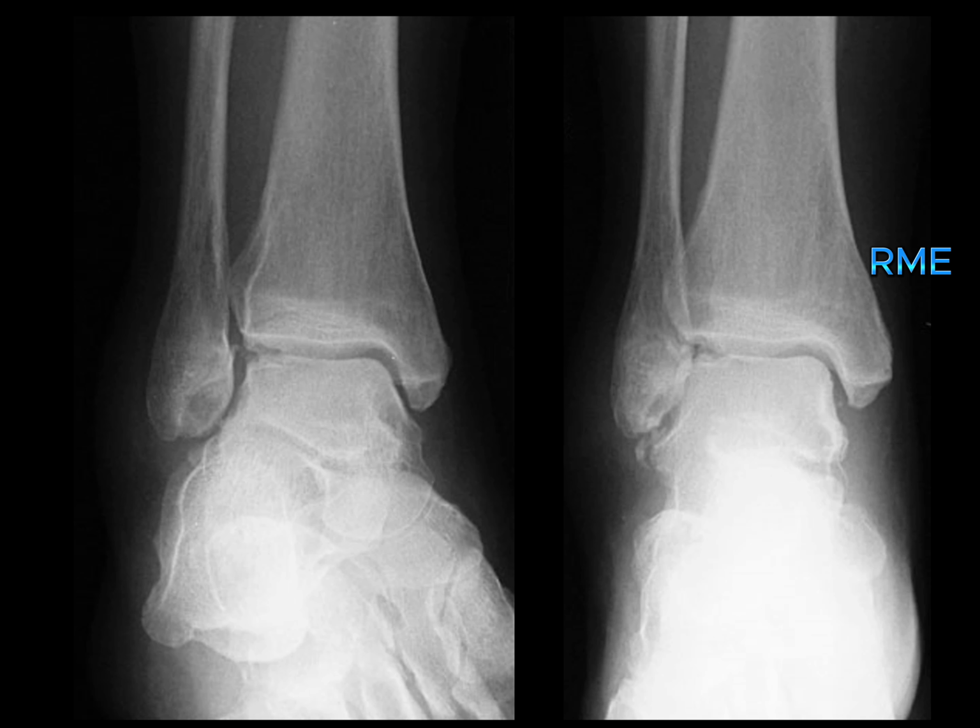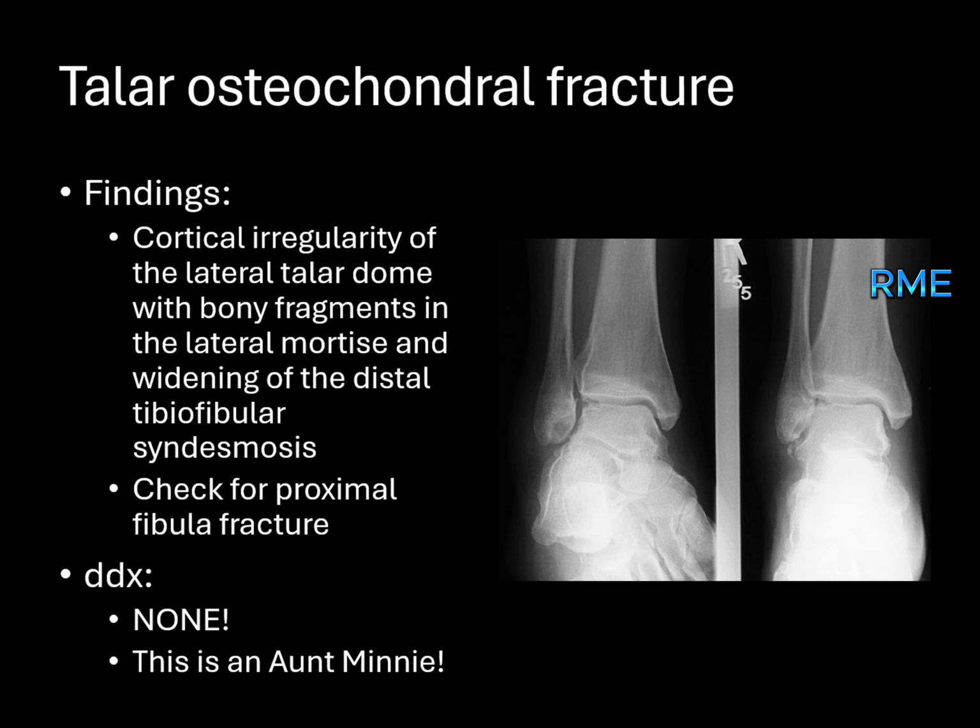What abnormalities do you notice in this image? This image shows cortical irregularity of the lateral talar dome with bony fragments in the lateral mortise and widening of the distal tibiofibular syndesmosis. This is indicative of a talar osteochondral fracture. Differential diagnoses include none, as it's an Aunt Minnie.